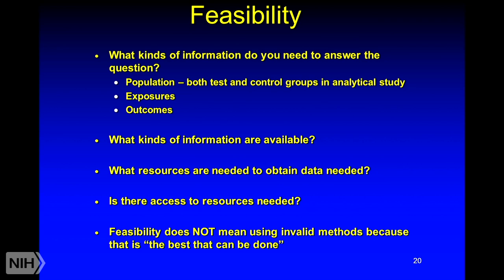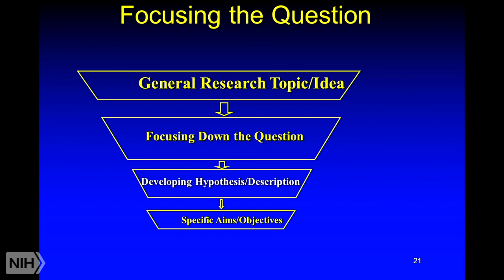So what resources do you need to obtain the data? Is this stuff that's already available in medical charts, or are you going to need to go out and get that information? And even if the information exists, do you have access to it, or can you get access to it? And again, just to reinforce, feasibility doesn't mean using invalid methods because that's all I can get around to doing. You still need to have scientific validity to justify doing the research in the first place.